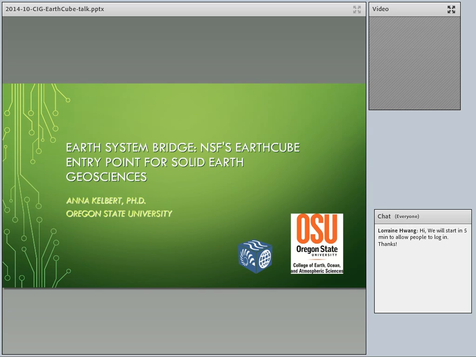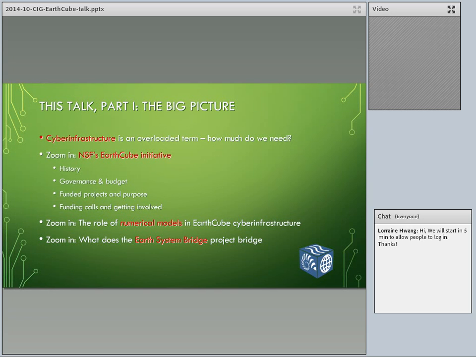So I'll be talking about the big picture first, which is the cyber infrastructure in general. Why do we need it? How much of a cyber infrastructure do we actually need, and why? And then I'll talk about the EarthCube, the initiative as such, the history, the governance, how to get involved, give an overview of all the existing projects, just so that you have an idea how this fits into the bigger picture. And then we'll talk about numerical models specifically and our Earth System Bridge project.